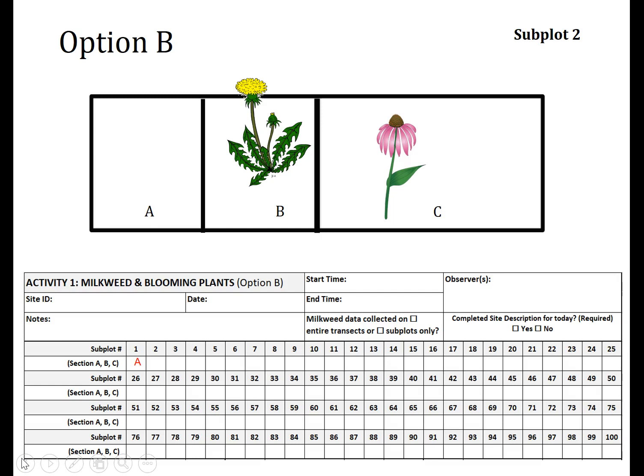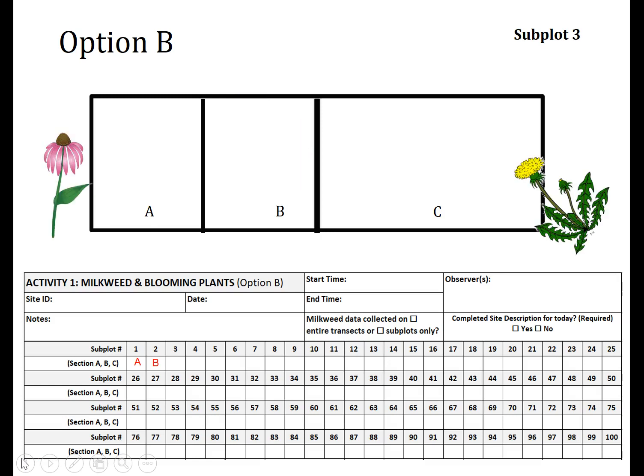In subplot number 2, we look in section A. We don't see anything blooming in A, so we shift our eyes to B and notice there's a blooming plant in section B. So under subplot number 2, we record a B. Since we've already recorded something now for this subplot, we can move to subplot number 3. In subplot number 3, we don't find anything blooming in A, B, or C, so similarly to option A, we would draw a line down the column for subplot number 3.